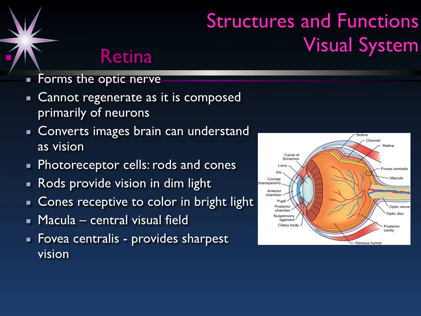The fovea centralis is located in the center of the macula, and it's composed of densely packed cones. This area of the retina provides the sharpest visual acuity, which is necessary for activities like reading and driving, also any kind of close-up work that we may do.